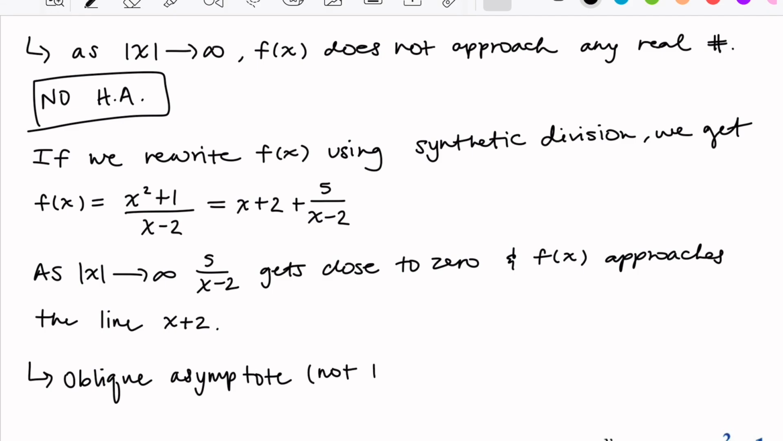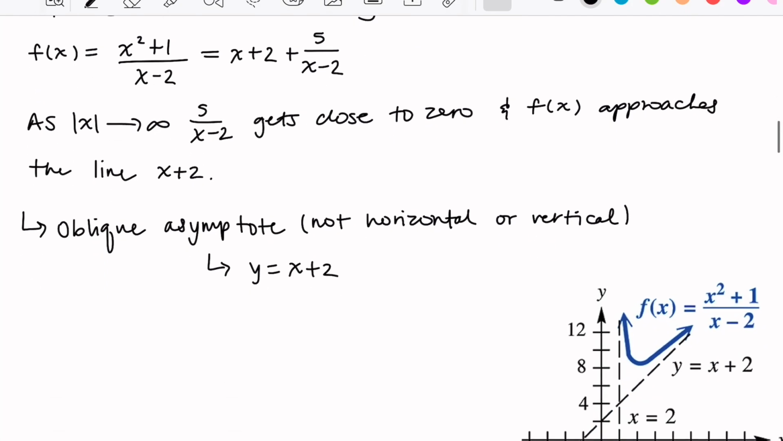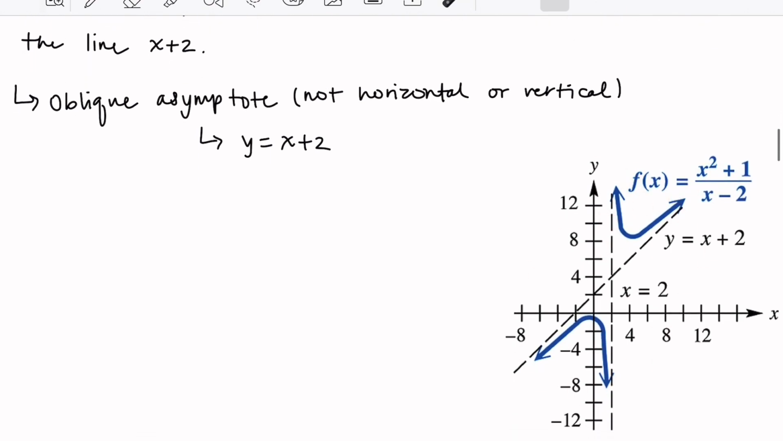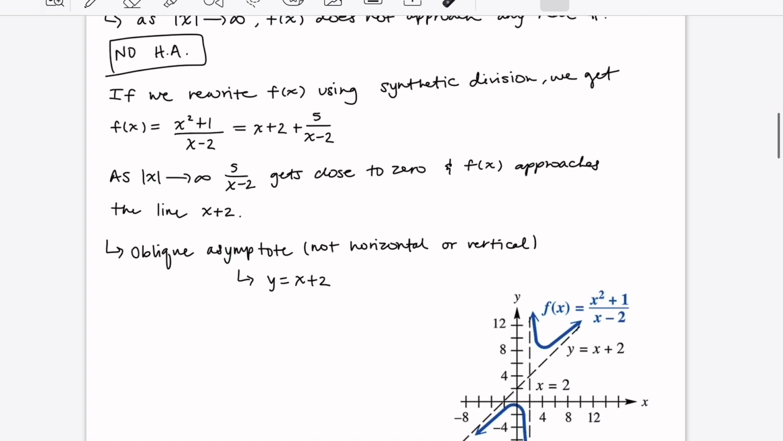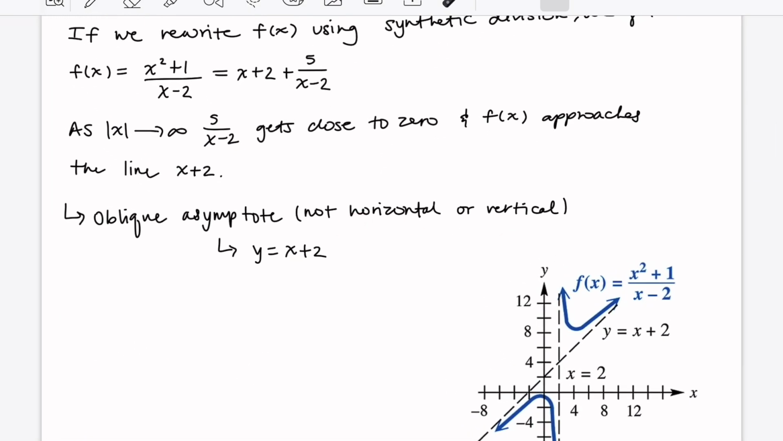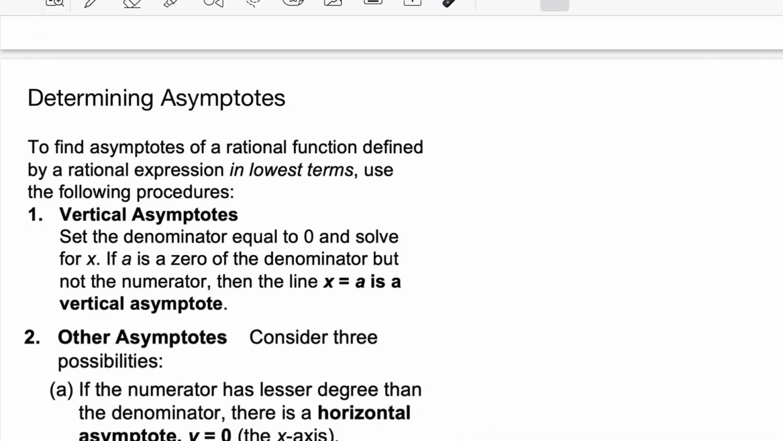So not horizontal or vertical. So we're going to have an oblique asymptote at y is equal to x plus 2. And then I have this graph here on the side of this function. As we see, we're going to have a vertical asymptote at x is equal to 2. That's what we saw here. And then we'll have an oblique asymptote, so one that is neither horizontal nor vertical, at this line here, x plus 2.